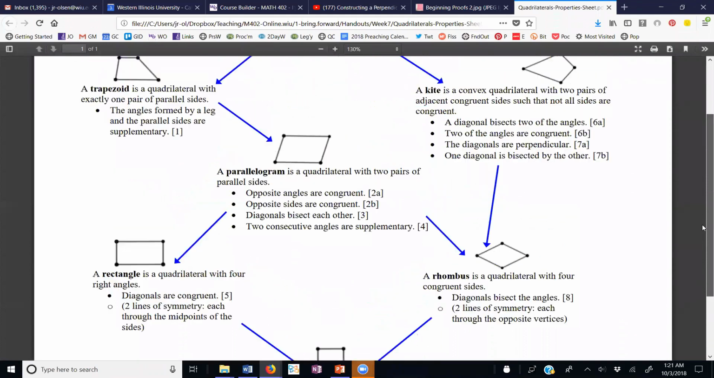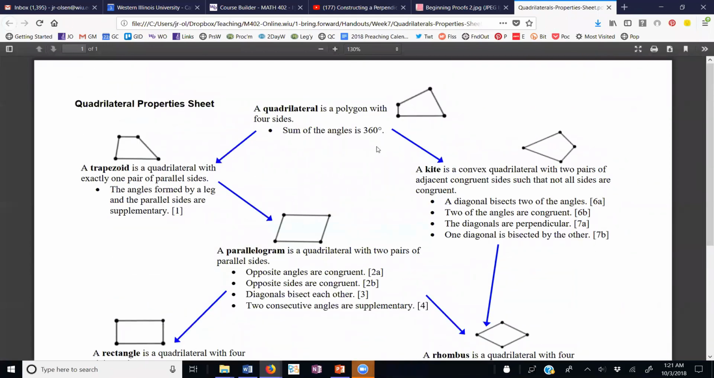The way this diagram is set up is that we have the definition. For example, the definition of a trapezoid is a quadrilateral with exactly one pair of parallel sides. And then underneath the definition are properties that figure might have. For example, the angles formed by a leg and the parallel sides are supplementary. As we move down the figure, properties are inherited from its predecessors.